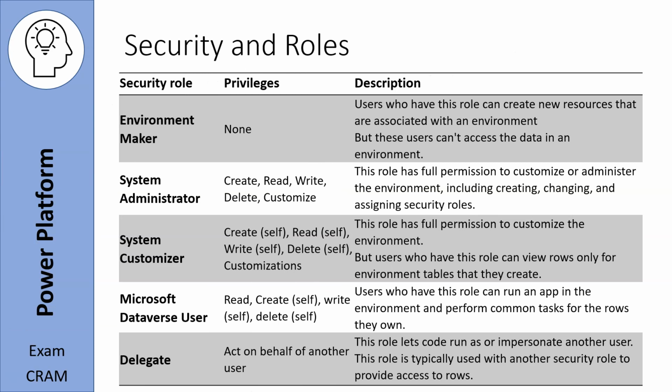And finally, about security and roles. There are different kinds of roles, and different kinds of privileges for those roles. You can go through this in detail. Environment Maker is a role where you don't get any privilege and you don't have access to data, but you can create new resources that are associated with an environment. System Admin has the most powerful role. It can do everything. Then System Customizer has full permission to customize the environment, but can view only data that this user has created.